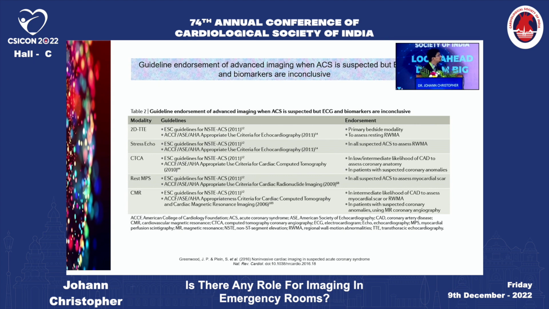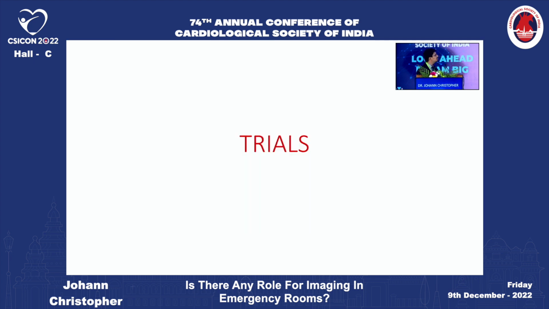And the guidelines, both the European and across the Atlantic, the American College, have reinforced all these techniques with a certain endorsement in certain situations. So low risk patient, patient on bedside, can't be moved, echo is a great technique. Low to intermediate risk, CT is a great tool. We've seen that with some of the CT data, and so on and so forth.